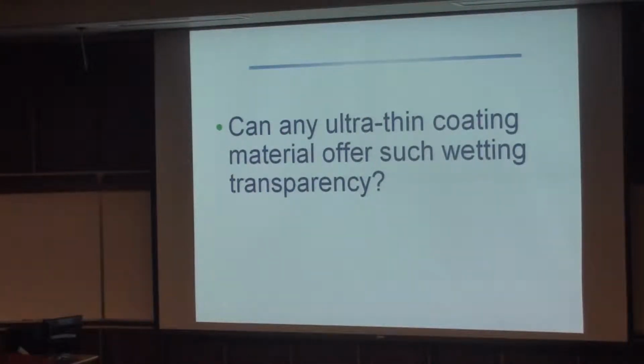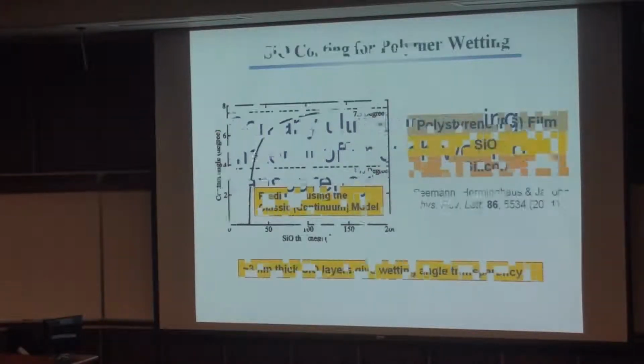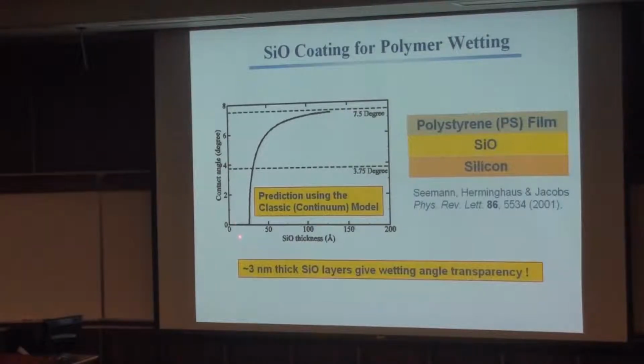Now, the next question is, do I need graphene? Can I have any other very ultra thin coating? Will I see the same effect? We found that people have observed a similar wetting angle transition to what we are showing. For example, people have looked at the wetting of polymers on silicon, and they have seen exactly the same transition: when the SiO thickness is very low, you see the contact angle of PS on silicon. When the SiO layer becomes thicker, you start seeing the contact angle of PS on SiO. So the same transition behavior people have reported before.